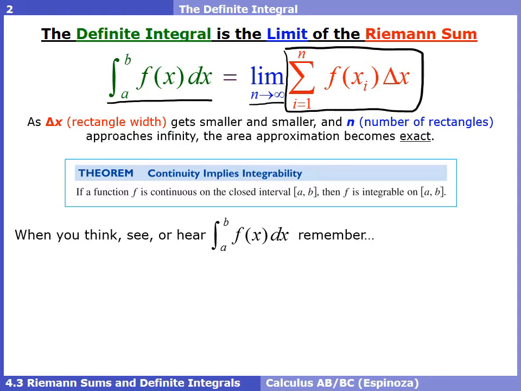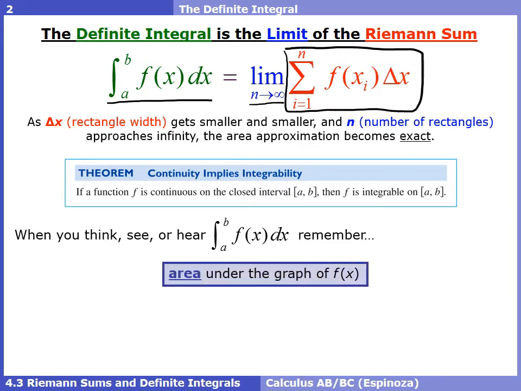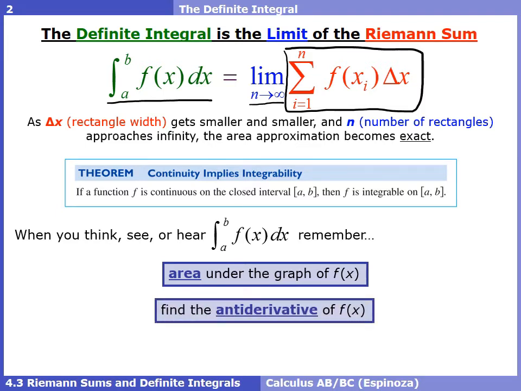So just like when we study derivatives, we have to be really well versed in what we're thinking, seeing, or hearing whenever we see this definite integral. Anytime you see a definite integral, the very first thing you should be thinking is that it represents the area under a graph, but above the x-axis. The other thing it represents is an antiderivative. And again, those two things we thought weren't related from 4.1 and 4.2, but based on what we've been talking about this lesson, it turns out they actually are related to each other.